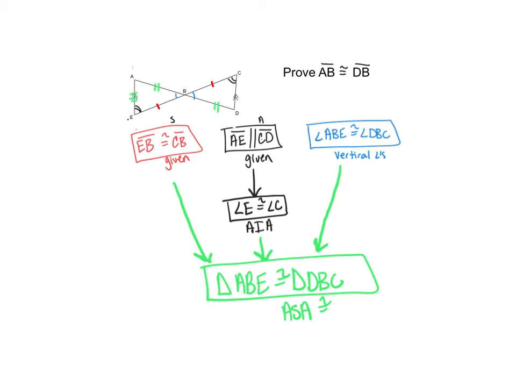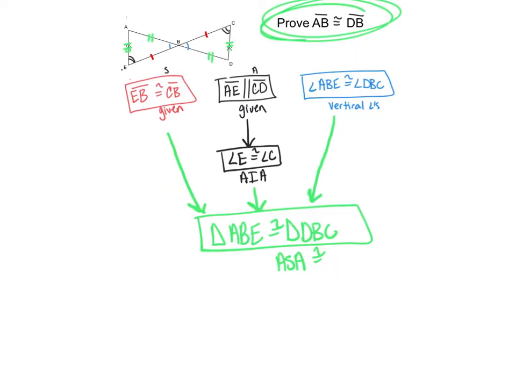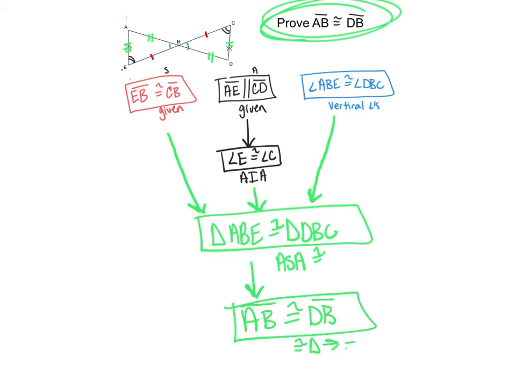Now, because the triangles are congruent, that means everything about them is the same. So I know all the sides are the same now. All the angles are the same. This is the last piece of information that I want to show, so I'm just going to add that down here. I'm going to say AB is congruent to DB. Why? Well, because the triangles are congruent. So I'm going to say congruent triangles yield congruent parts.